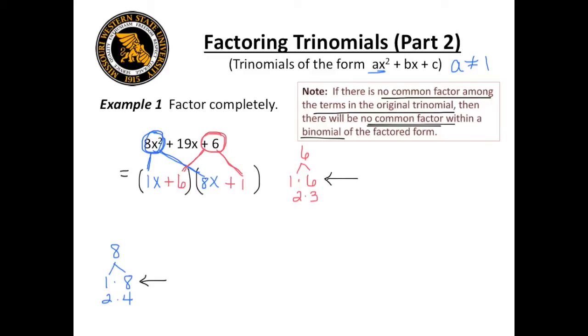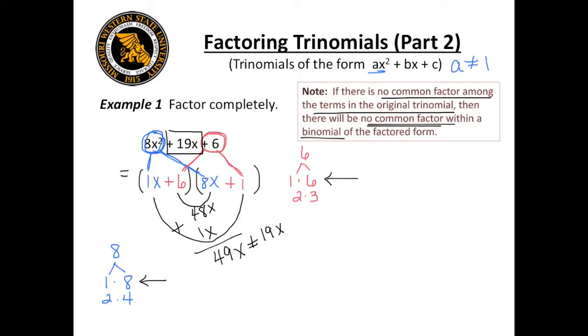The question now is whether the sum of the inner product and the outer product gives us the middle term. So let's check it out. The inner product, 6 times 8x, is 48x. Add that to the outer product, which is 1x times 1, or just 1x. If we add those together, we get 49x, which does not equal the 19x that we need it to be. So that tells us that something's wrong.